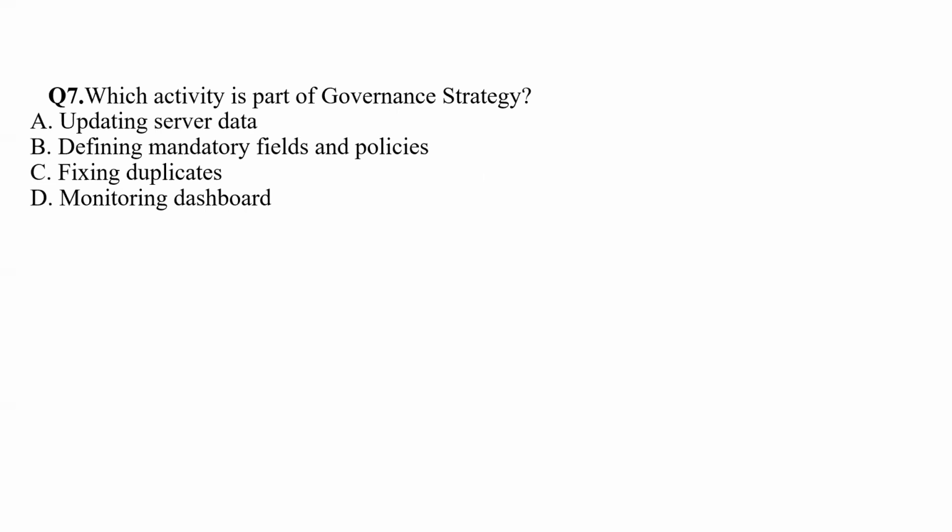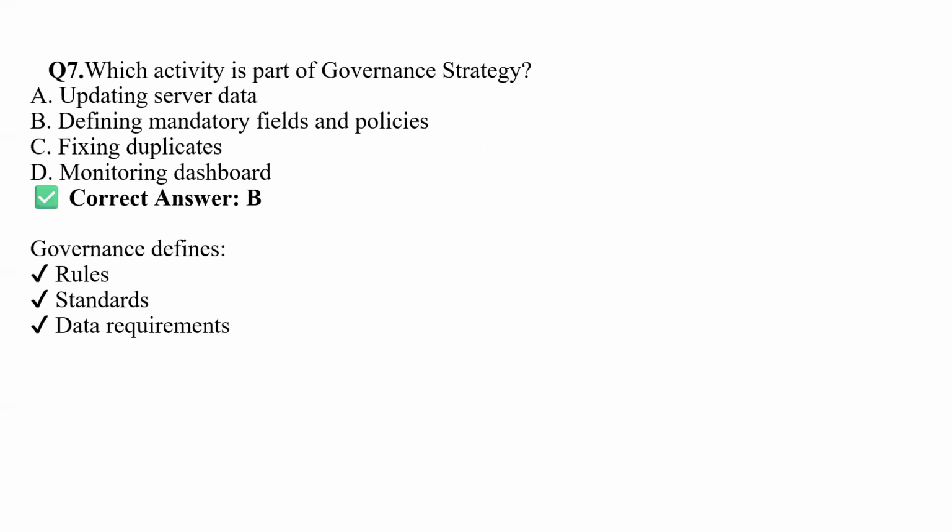Question 7, which activity is part of governance strategy? Option A, updating server data. Option B, defining mandatory fields and policies. Option C, fixing duplicates. Option D, monitoring dashboards. The correct answer is defining mandatory fields and policies. It means the rules, standards, and data requirements.